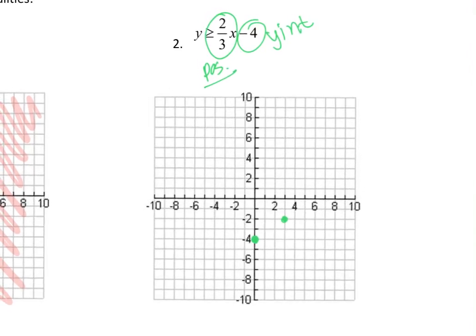Then let's go up 2, over 3 more: 1, 2, 1, 2, 3. Now I'm doing the opposite to get the other side, so down 2, left 3. Down 2, left 3.